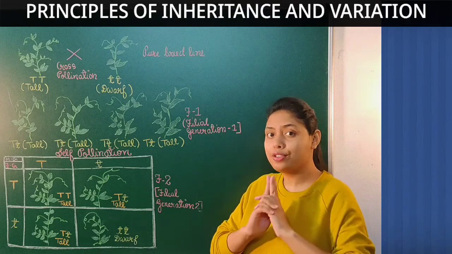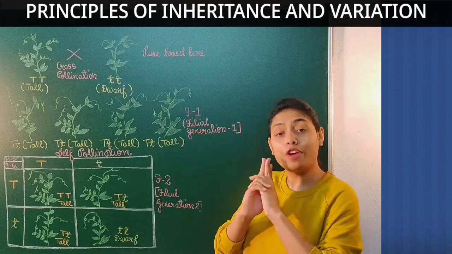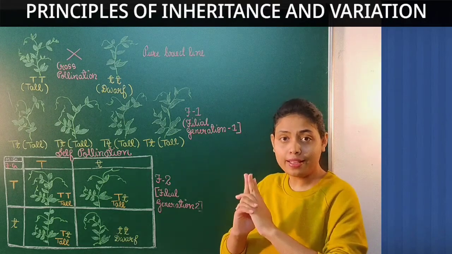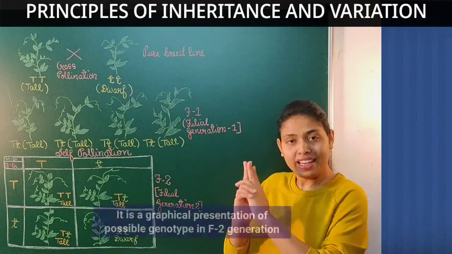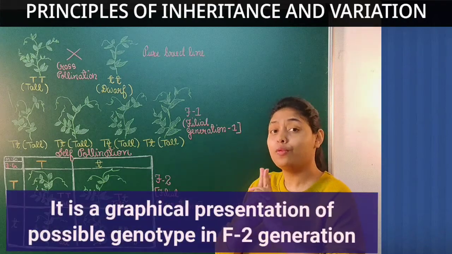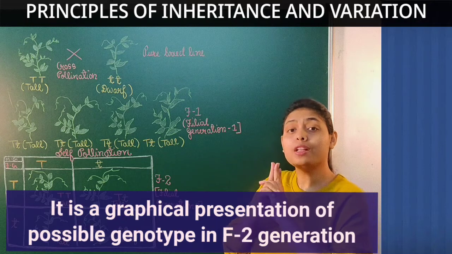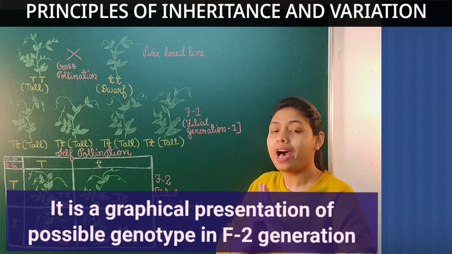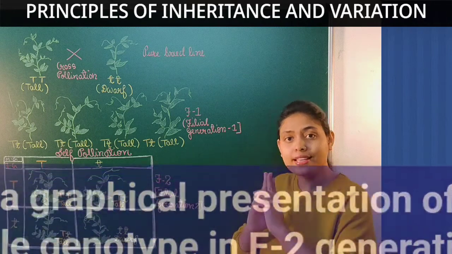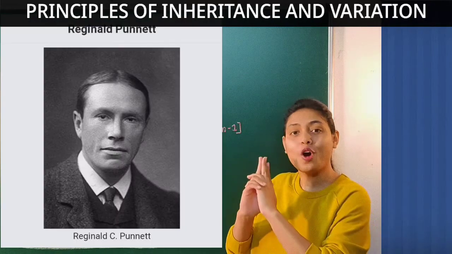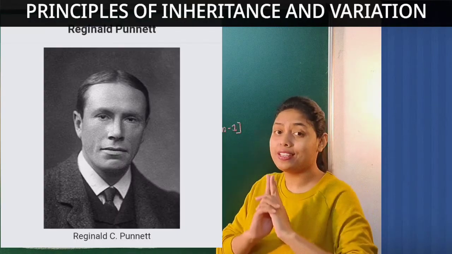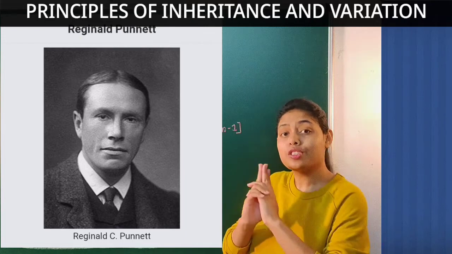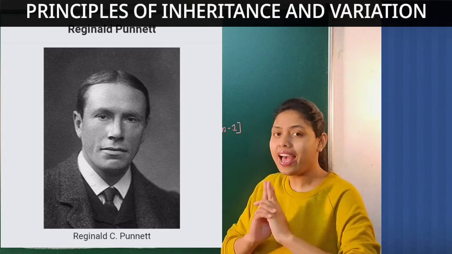Now let us understand the genotype of F2 generation plants by Punnett square. It is a graphical presentation which shows the possible genotype expression of traits produced by F2 generation progenies. It is called Punnett square because it was discovered by a British scientist known as C. Punnett.